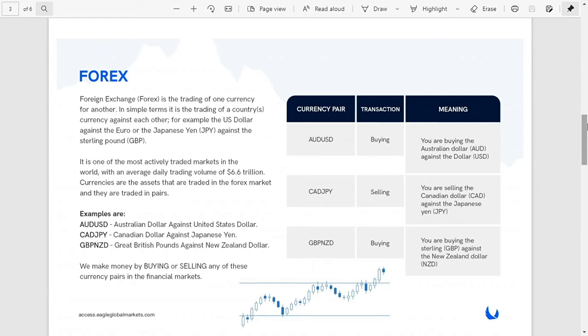And to my right, you would see a table which explains buying and selling of currency pairs. Currency pair, transaction, and the meaning of the transaction. AUD/USD, buying. It means you're buying the Australian dollar, AUD, against the dollar, USD. CAD/JPY, selling. It means you're selling the Canadian dollar against the Japanese yen. GBP/NZD, buying. It means you're buying the sterling against the New Zealand dollar.